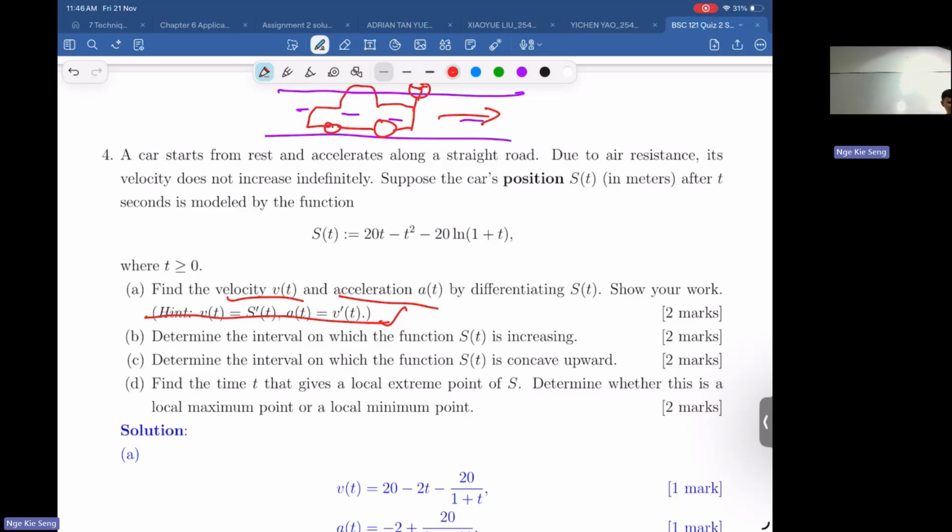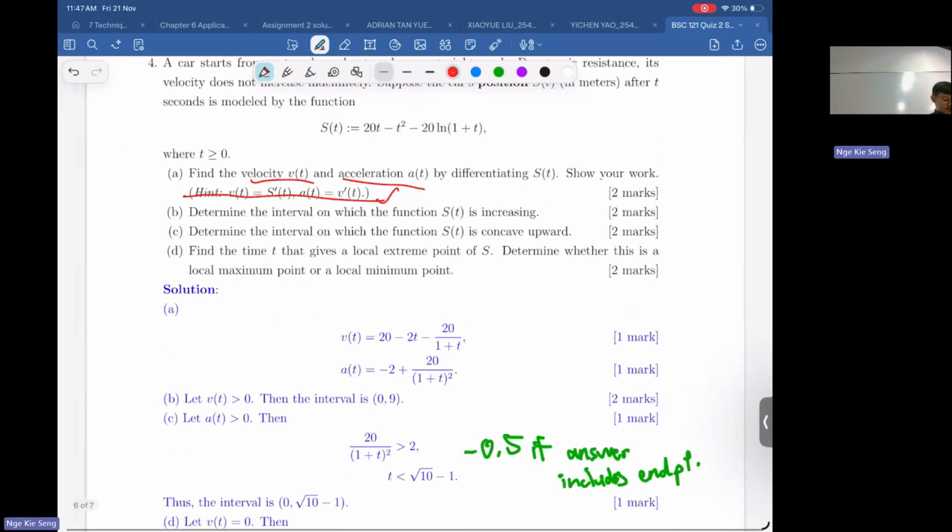Next, determine the interval where this function is increasing. So what do you do? You get your first derivative and then check where it's greater than 0, for the x's. And then determine the interval on which the function x(t) is concave outward. Concave outward means the second derivative is greater than 0. And then find the time t that gives a local extreme point. You need to use either the first derivative test or the second derivative test to find it.